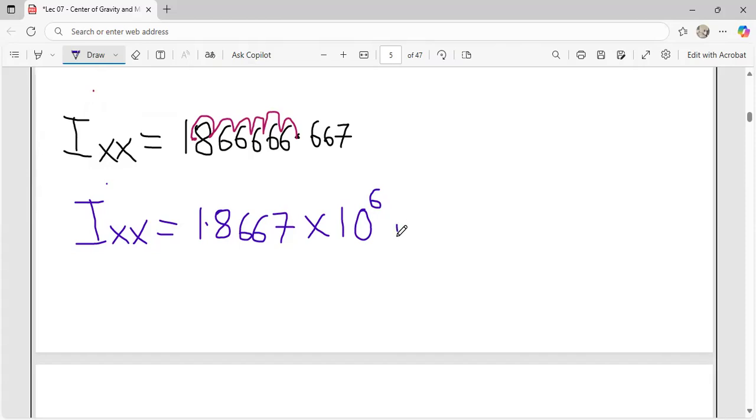And we said our moment of inertia. This time we are done with the center of gravity, so this time we are in moment of inertia. The unit for moment of inertia is millimetres exponent 4.